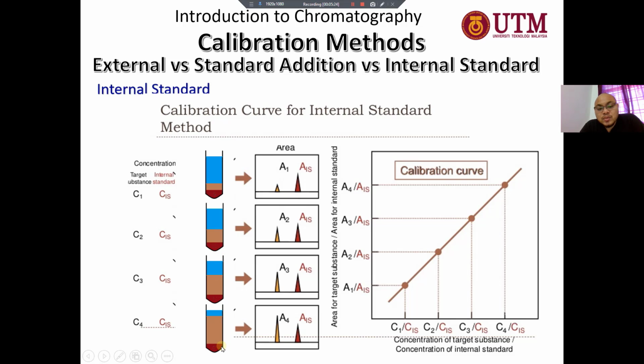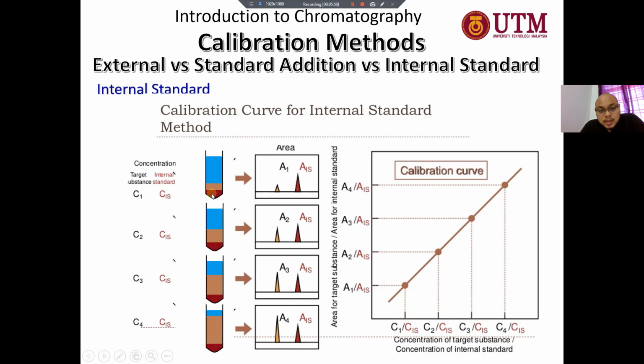For example, here is 5 ppm, 5 ppm, 5 ppm, 5 ppm. Again, for the calibration method, you need to use 5 to 6 calibration points. So this is not enough, only 4, right? It is just for teaching purposes only. So make sure in your research or in your dissertation you have 5 points of calibration.